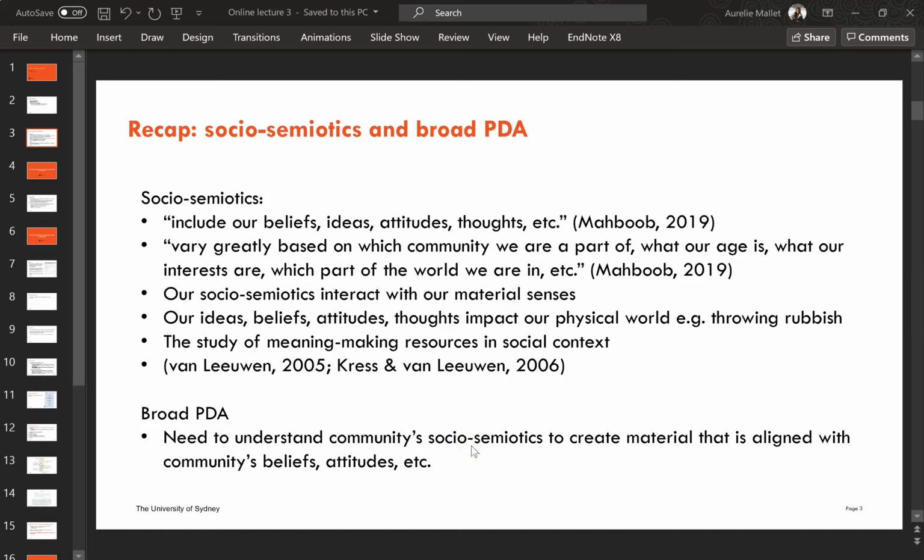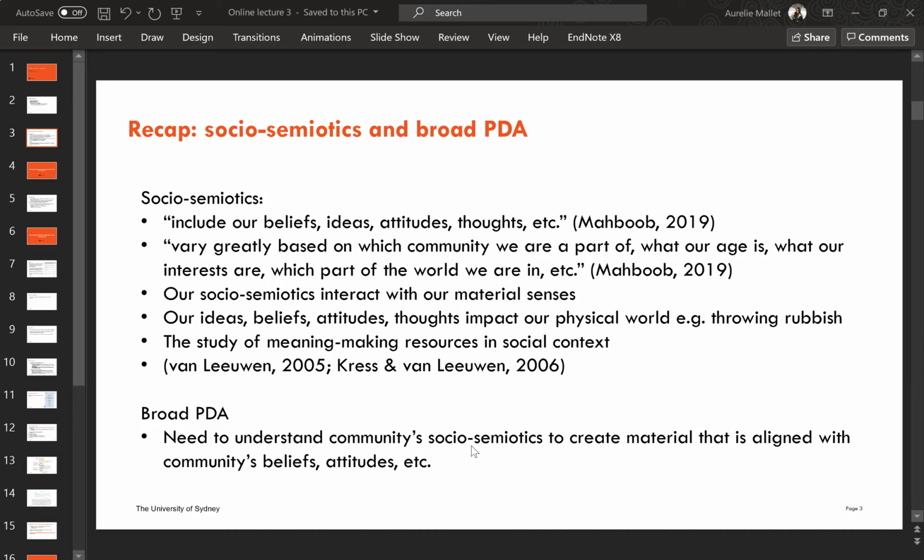So I'll start with some recap from last week's lecture. I talked about sociosemiotics and how you need to consider the sociosemiotics of your community in order to design materials that they're going to be receptive to. So what are sociosemiotics? I gave you two definitions. One from Aboob 2019, where he says that sociosemiotics include our beliefs, our ideas, our attitudes, thoughts about things, and that these vary greatly based on the community that we are part of.